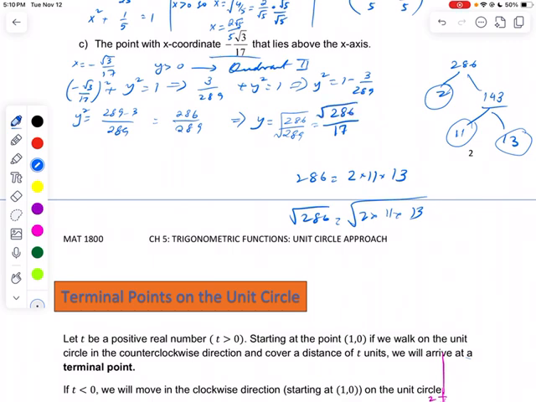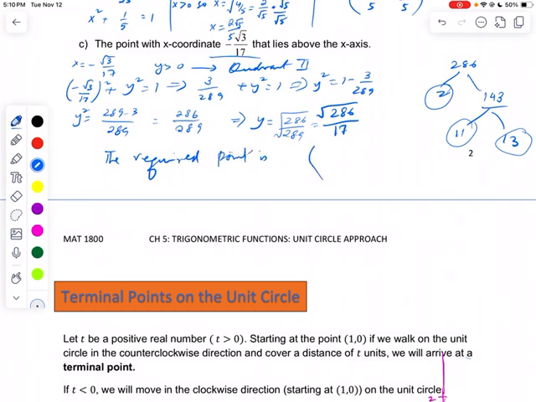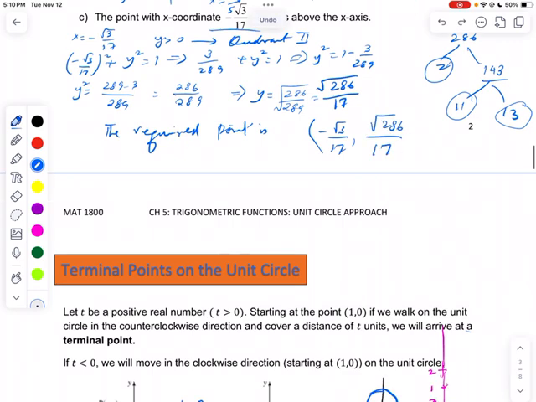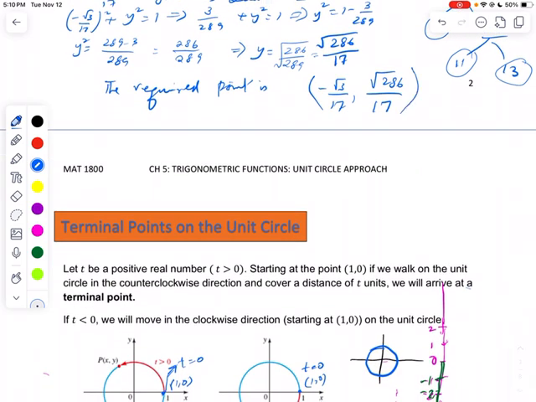So the point is, or the required point is negative square root of 3 over 17, comma, square root of 286 over 17. Okay. So this is how you find the points which are on the unit circle.